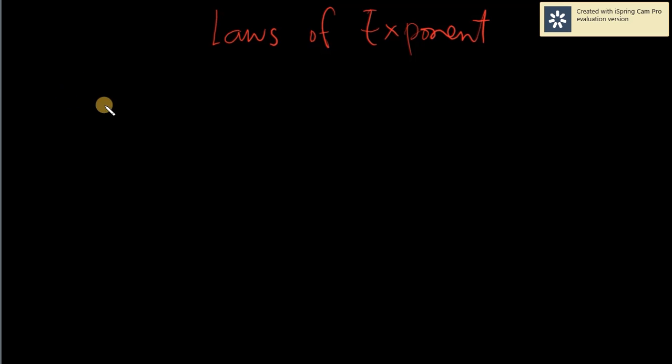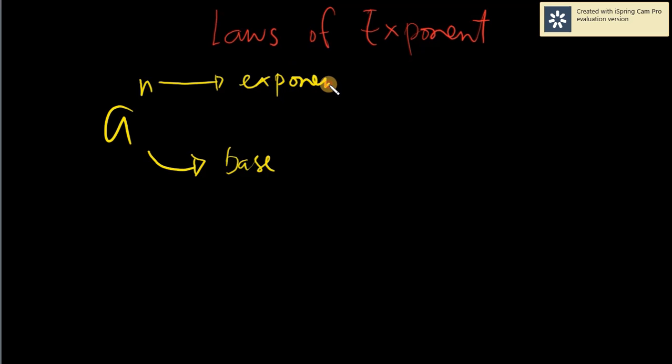Say we have a raised to n. This a here would be your base number, and this n would be your exponent. The base and then the exponent. Basically, an exponent is simply repeated multiplication. What do you mean by repeated multiplication? You will simply multiply that a n times to itself.